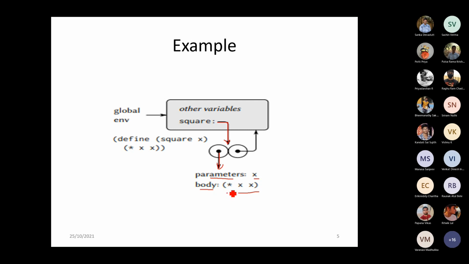What about the other pointer? The other pointer is for whether any other variables, or where it has to be pointed back, or is there any dependency with any other frames. If there is any dependency with respect to any other frames, then this arrow will be pointed to that particular box. But for this particular example, this square procedure doesn't have any other dependency, so it will be pointed back to the same global environment itself.